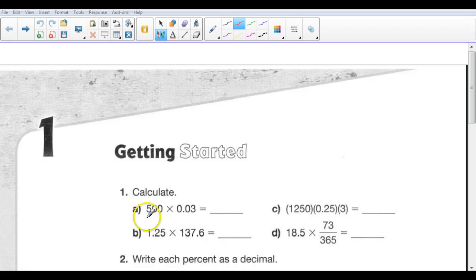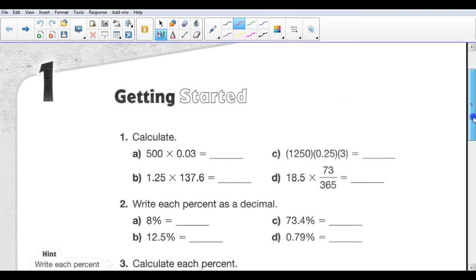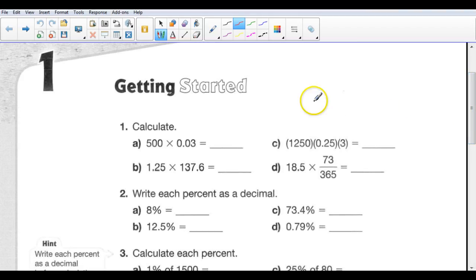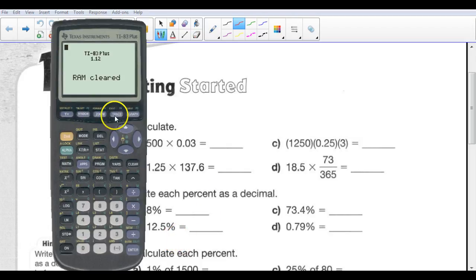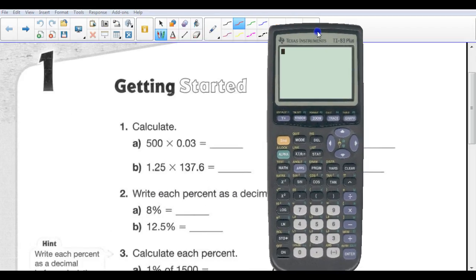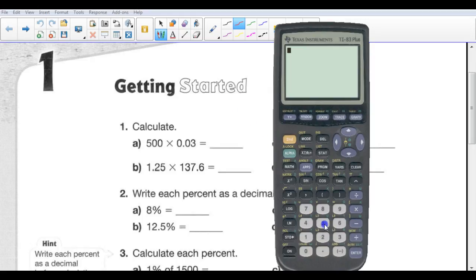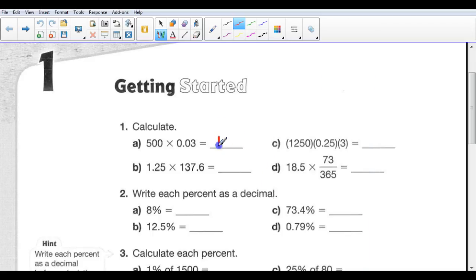All right, so let's go through this. Let's do some simple calculations. This is going to be basically a little bit of review from grade 10, 10-3. Nothing you haven't seen before. It says calculate 500 times 0.03, so we can take our calculator, clear it, and take 500 and multiply it by 0.03, and that equals 15.